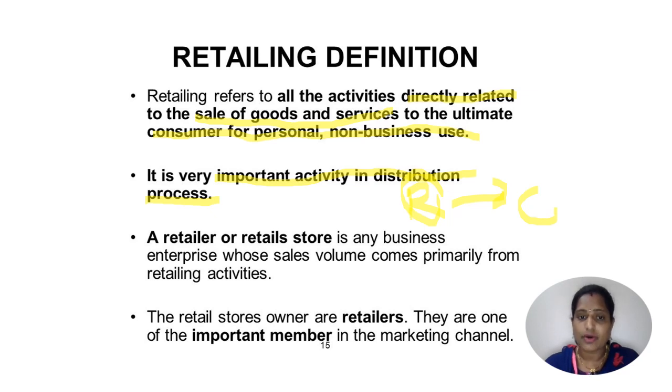And a retailer or retail store is any business enterprise whose sales volume comes primarily from the retailing activities. You must have observed in your residential area, if you have three shops, in one particular shop there is a very good sales compared to these two shops. Why is there good sales in this particular shop? If you analyze, what are the possibilities? Maybe he'll be giving different brands, not just one product but four or five brands, and he goes for giving different variety of products.